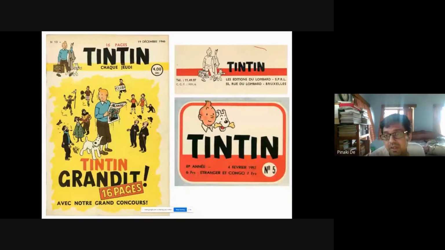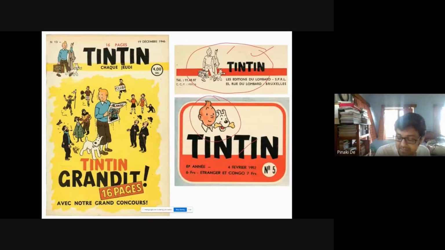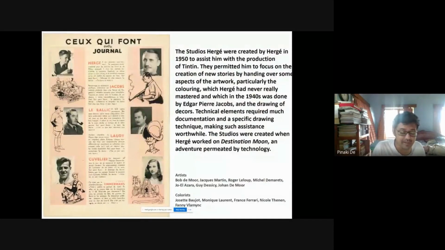Hergé also developed a logo for Tintin magazine. Initially it was like this, later it became like this. So the initial logo was a full length Tintin. Later, this is a very famous insignia of Tintin, and that is what Hergé popularized. Now if you look at it, when he began to publish Tintin magazine, it became a huge popular success, and Hergé couldn't do everything on his own.